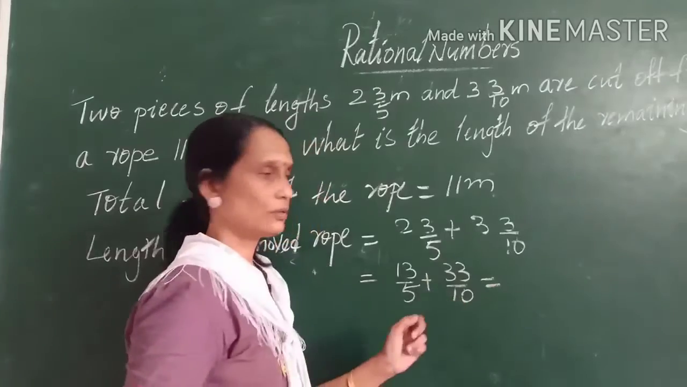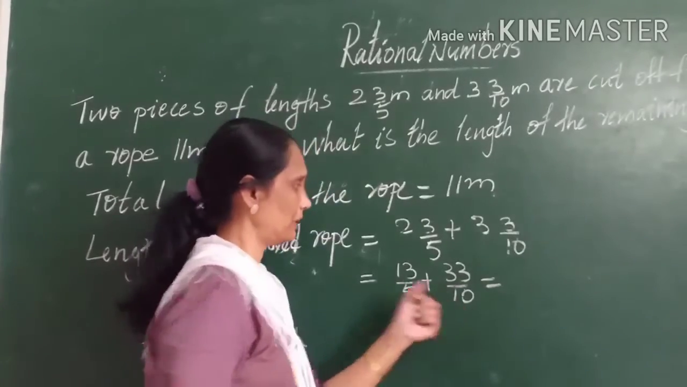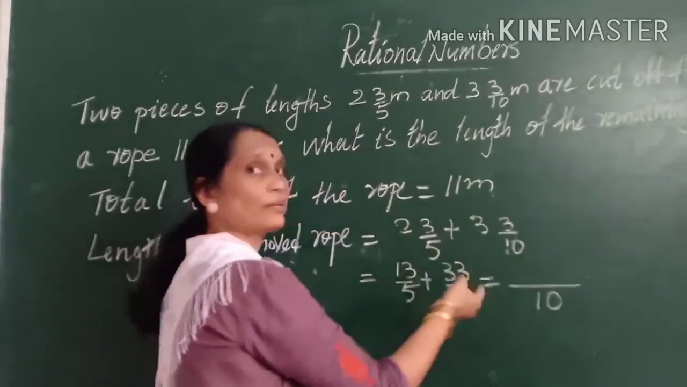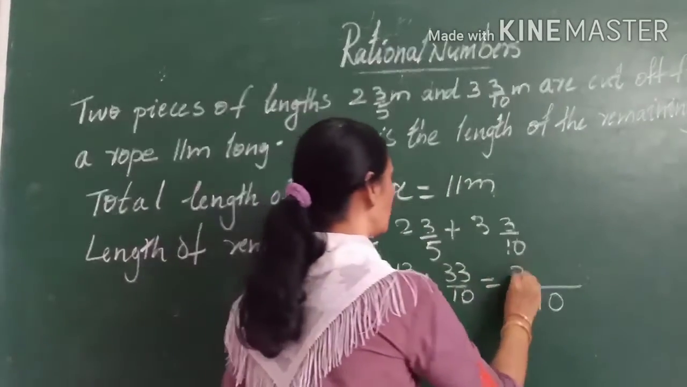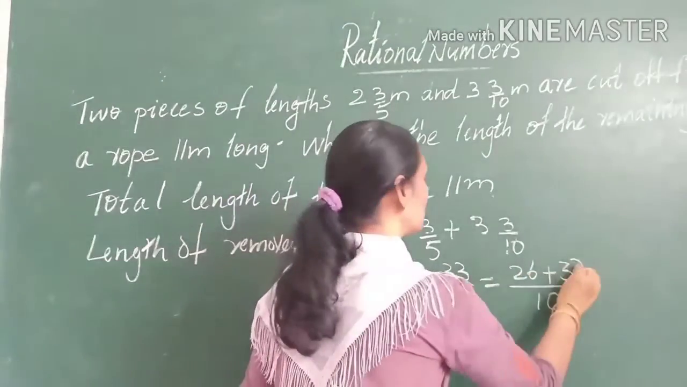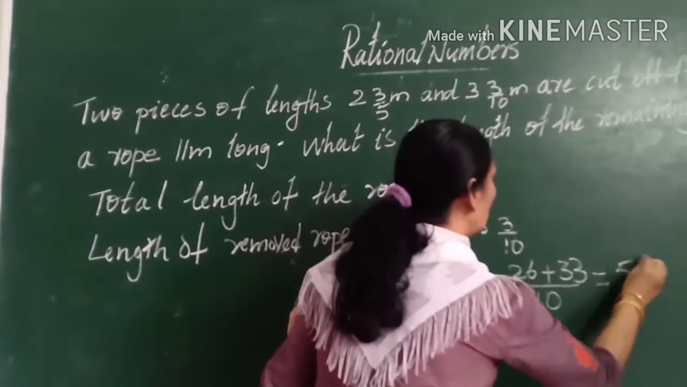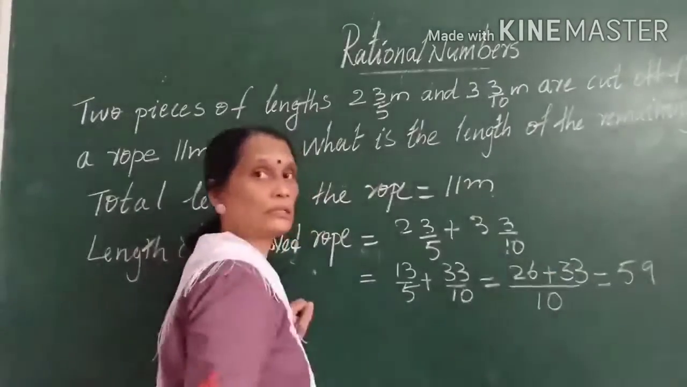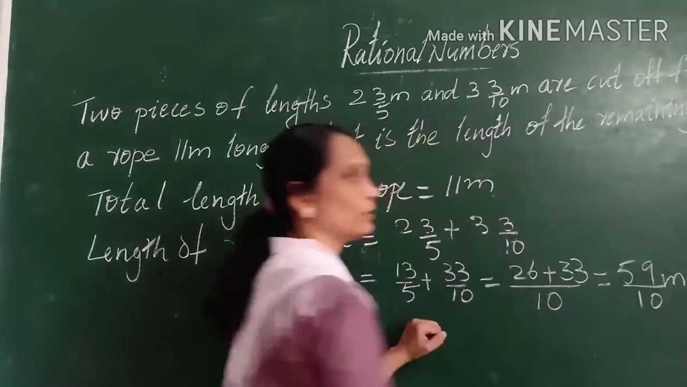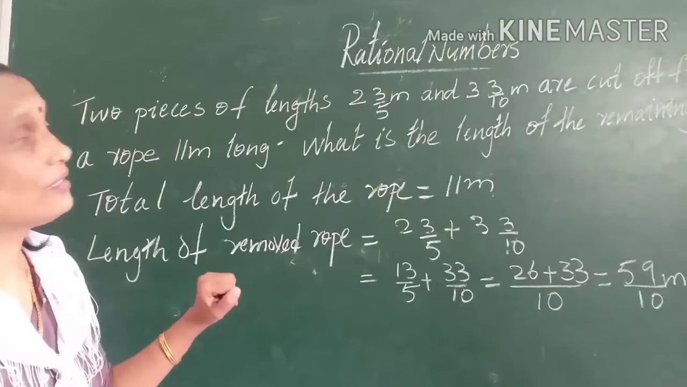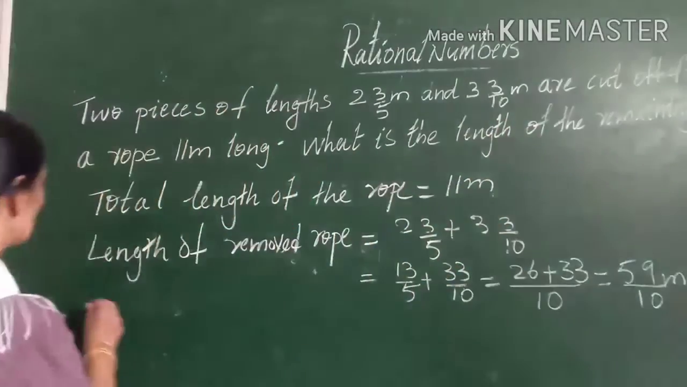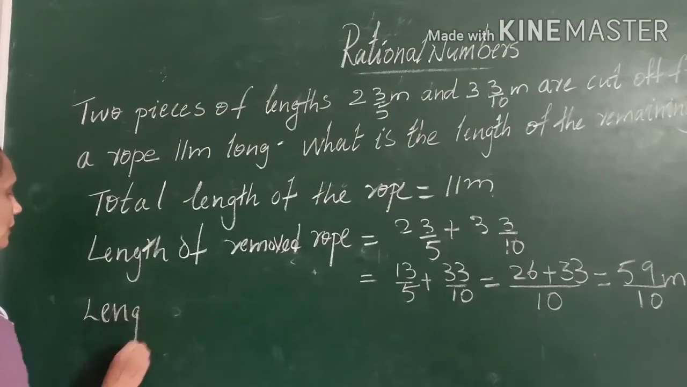Taking the LCM, 10 will be the LCM. 5 2s are 10, so 13 into 2 is 26, plus 33, as 10 is the same. 26 plus 33 is 59. So we got 59 by 10 meter. Okay, now what is the final part of the question? What is the length of the remaining rope?